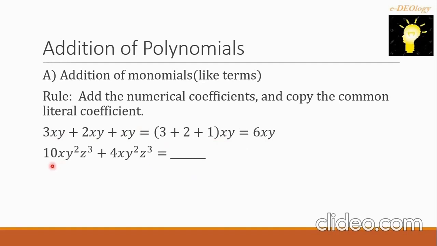Second example, 10xy squared z cubed plus 4xy squared z cubed. Again, looking at the literal coefficients, we are sure that these two are like terms. So we can now add the numerical coefficient. So the 10 plus 4, and then we copy that common literal coefficient, the xy squared z cubed. So the final answer is 14xy squared z cubed.